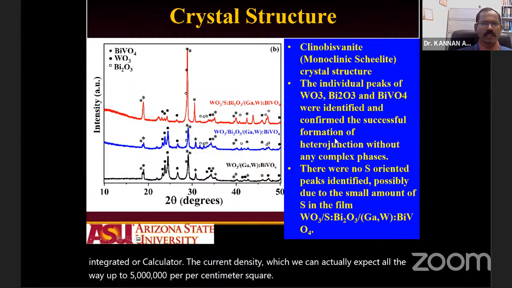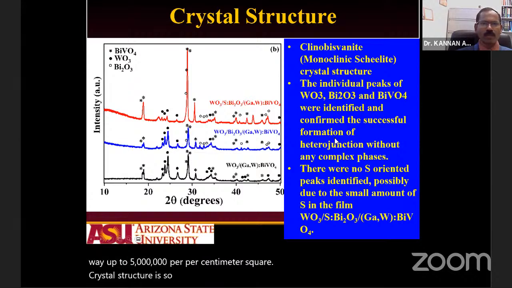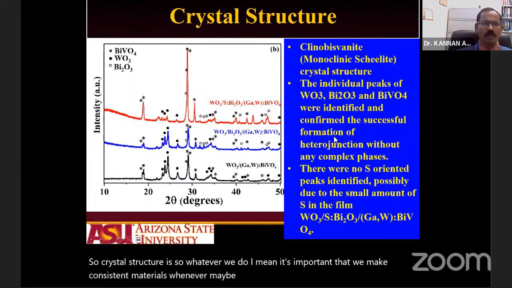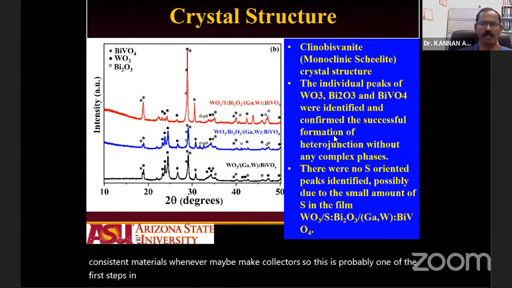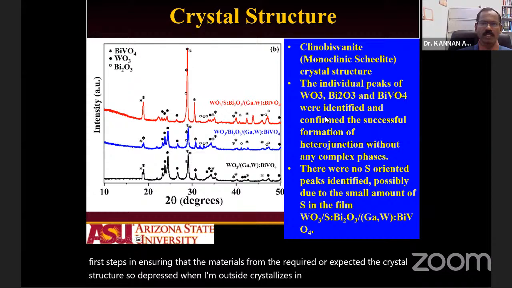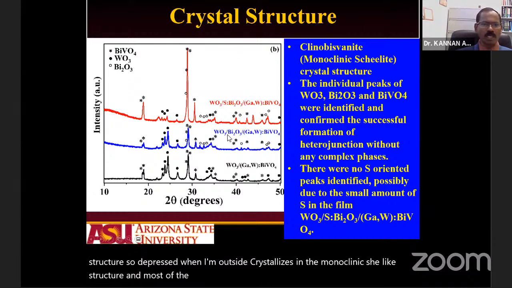So crystal structure, whatever we do, it's important that we make consistent materials whenever we make electrodes. So this is probably one of the first steps in ensuring that the materials form the required or expected crystal structure. So the bismuth vanadium oxide crystallizes in monoclinic scheelite crystal structure, and most of the doped materials with additional heterojunction layers, there's no change in the crystal structure.